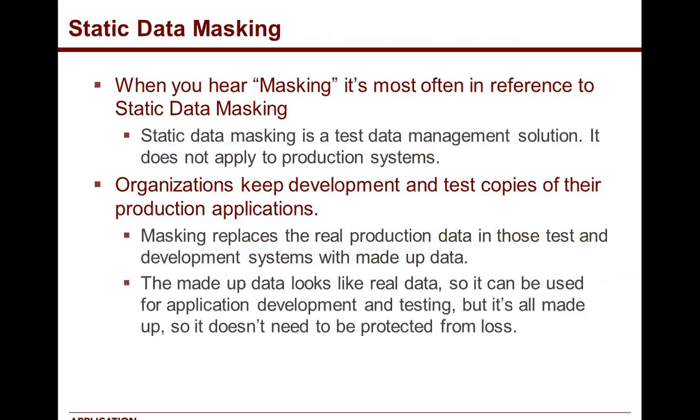Let's talk a little bit about data masking, and there are really 2 types. We'll focus here on static data masking. When you hear masking, it's typically in reference to static data masking, which is a test data management solution, and it doesn't apply to production systems. It's really focused on test systems. Organizations tend to keep development and test copies of their production applications. So masking replaces the real production data in those test and development systems with made-up data, with data from production that's substituted and scrambled so that it looks like real data, so it can be used for application development and testing. It's all made up, so it doesn't need to be protected from loss. What that's really doing is protecting against malicious testers and developers.